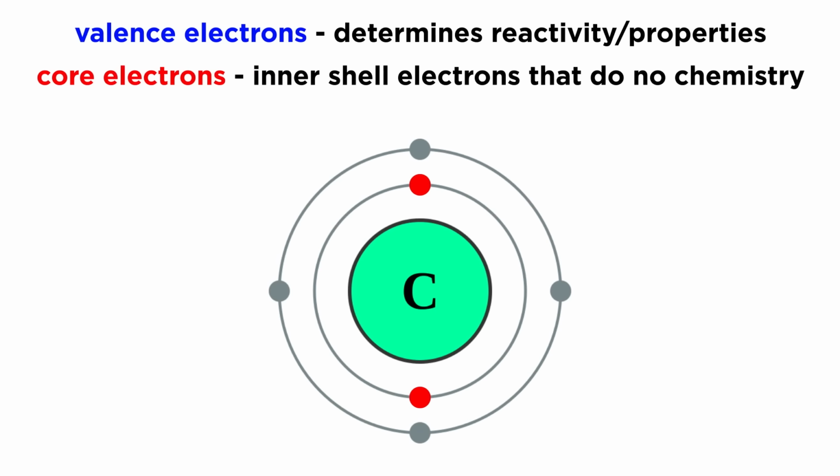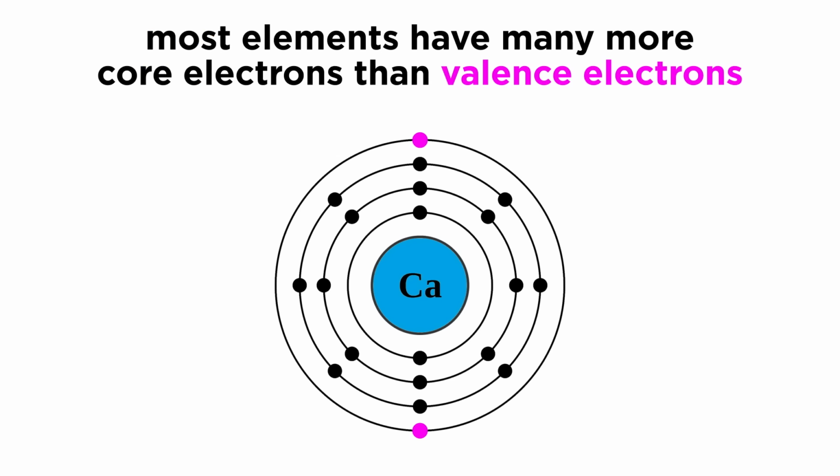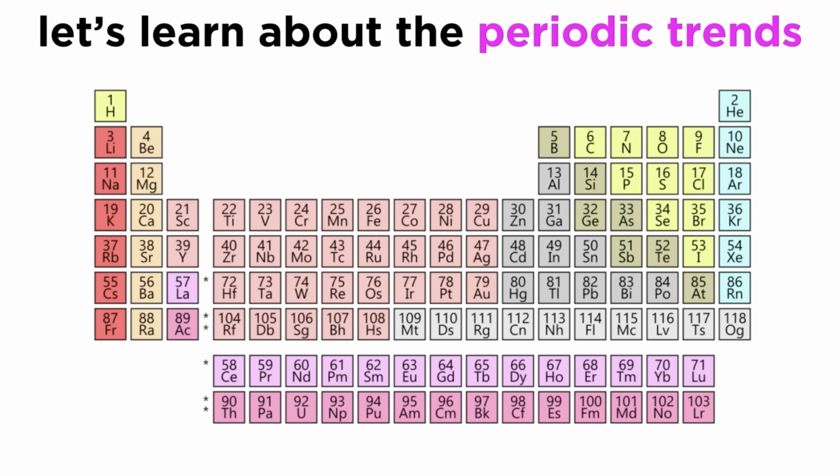Those electrons that are not in the outermost shell, and are therefore not valence electrons, are called core electrons. These are the ones in the inner shells, which do not participate in chemistry. So most elements have many core electrons and just a few valence electrons, particularly as we get lower on the table. We must comprehend a set of periodic trends, meaning properties that atoms possess, which change in a predictably periodic way as we move in some direction along the table.